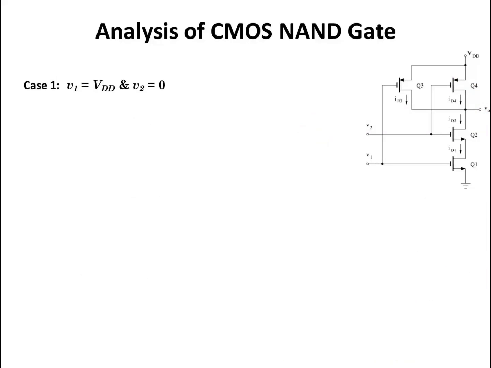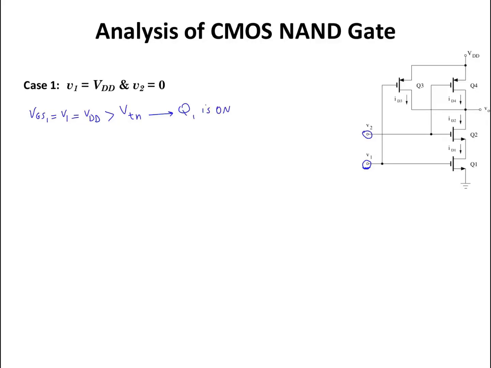So we have 4 cases for analyzing this CMOS-based NAND gate. Case 1 is when V1 is equal to VDD and V2 is equal to 0. So I'm looking at the gate to source KVL for transistor 1, and I can write VGS1 equals V1, and that's equal to VDD. This is greater than the threshold voltage for the NMOS transistor. From there, I know that Q1 is on.